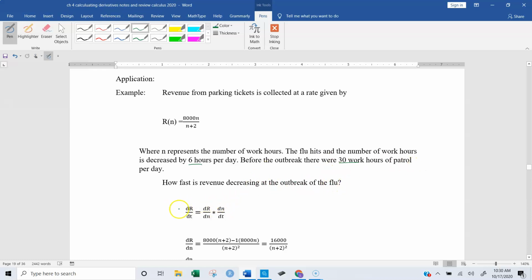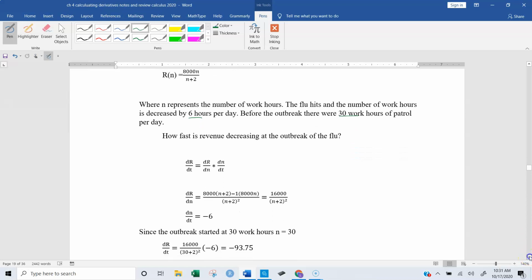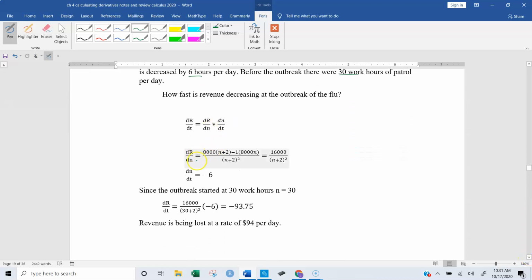Okay, to do this, we have to take the derivative of revenue with respect to time. All right, we cannot do that at the beginning, so we do the derivative of revenue over dn, and then the derivative of n over dt. The derivative of R with respect to n is just 8, so the numerator times the denominator, minus the derivative of the denominator times the numerator, over the denominator squared. Gives us this. We just used a straight quotient rule, nothing exciting.